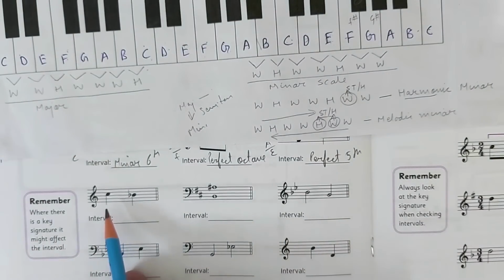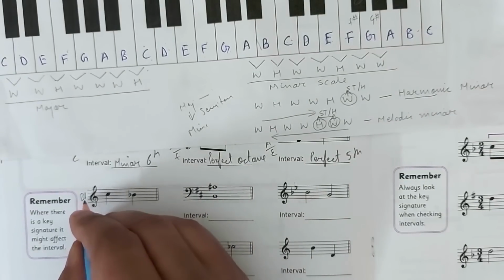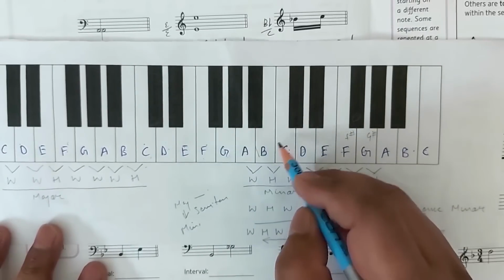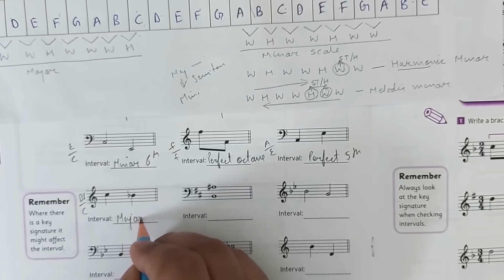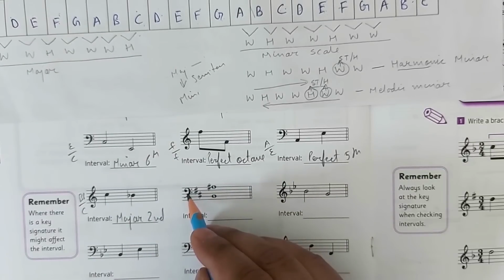Yep. Next one we move. Next one we have, this is our B flat to C. So we can see B flat to C, 1 and 2 semitones. This is our major second.